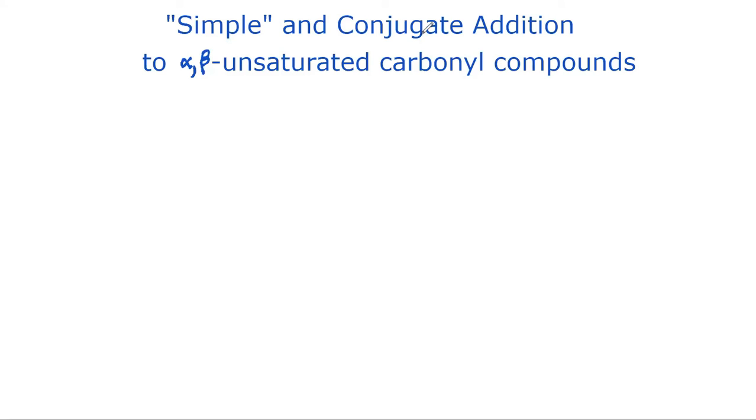We're going to look at the simple and conjugate addition of nucleophiles to alpha beta unsaturated carbonyl compounds, which is quite a lot of verbiage. So let's first start with what's going to be the electrophile in this species, the alpha beta unsaturated carbonyl compound. So let's say that together. Alpha beta unsaturated carbonyl compound.